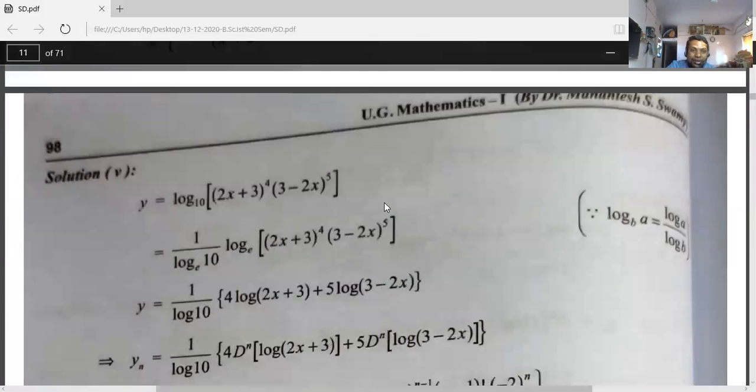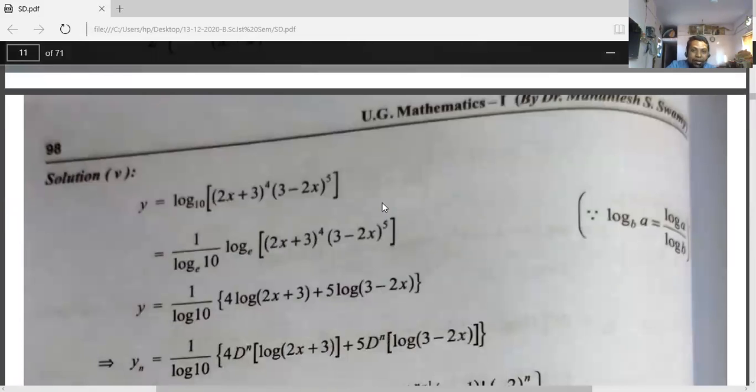Okay. Now the next one: y equal to log of (2x plus 3) to the power 4 times (3 minus 2x) to the power 5, to the base 10. Here the base is 10. Now already you know one of the properties, log a to the base b you can write as log a by log b. By using that, here you can write log of (2x plus 3) to the power 4 times (3 minus 2x) to the power 5, divided by log 10.